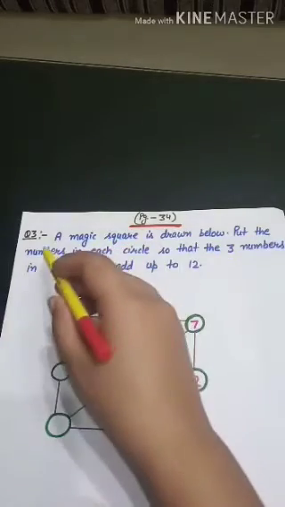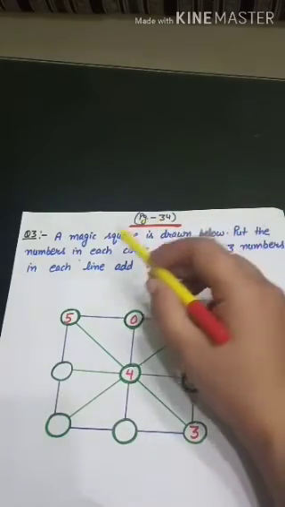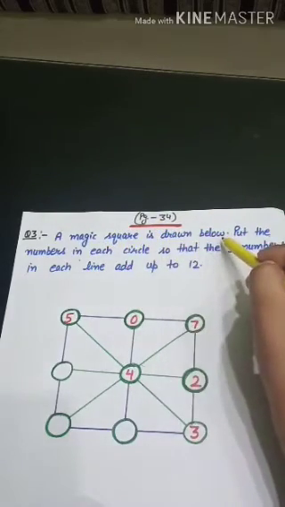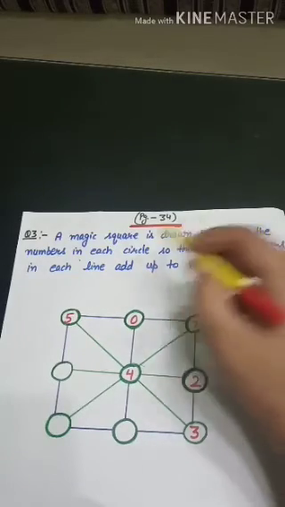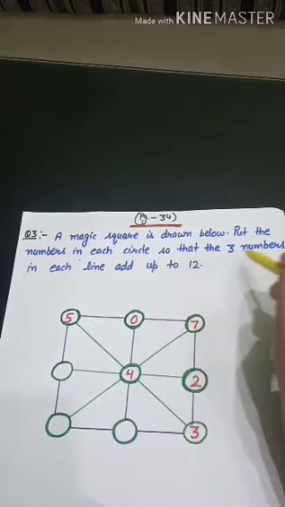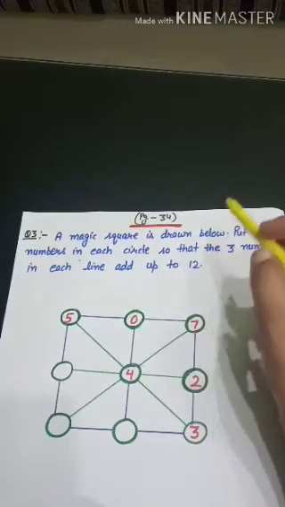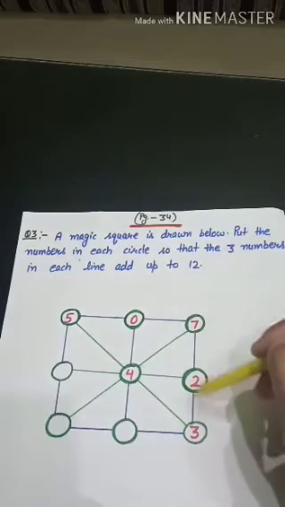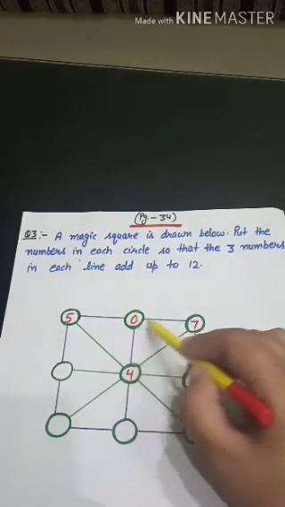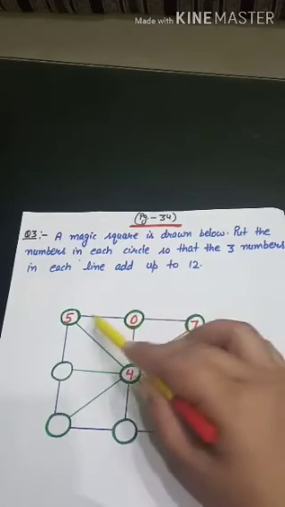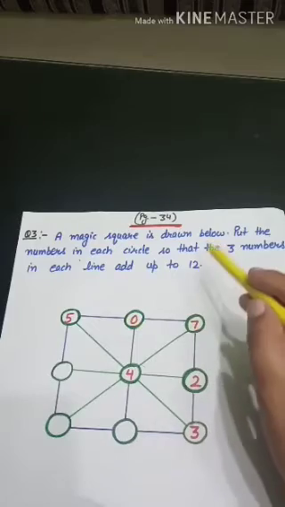Next is question number 3 in your practice book on page number 34. In this question a magic square is drawn below. This is a magic square. And in this, put the numbers in each circle so that the 3 numbers in each line add up to 12. On each line there are 3 circles and some numbers are written in these circles. So the sum of the 3 numbers in the circles of one line should add up to 12.